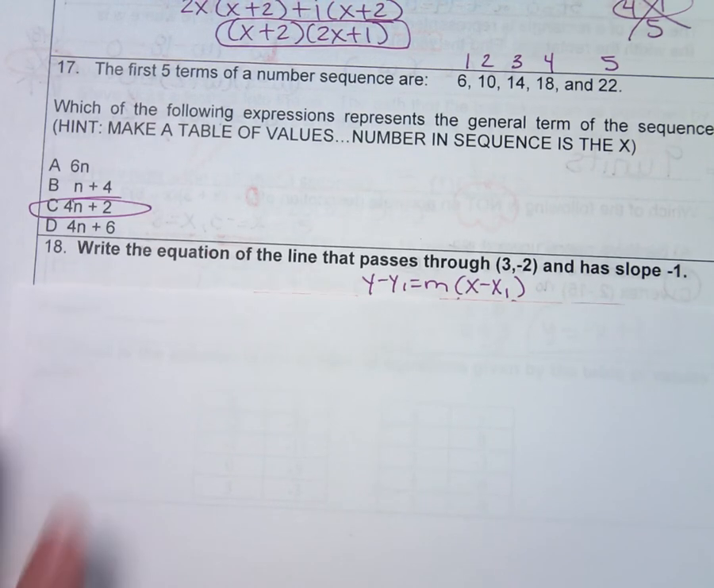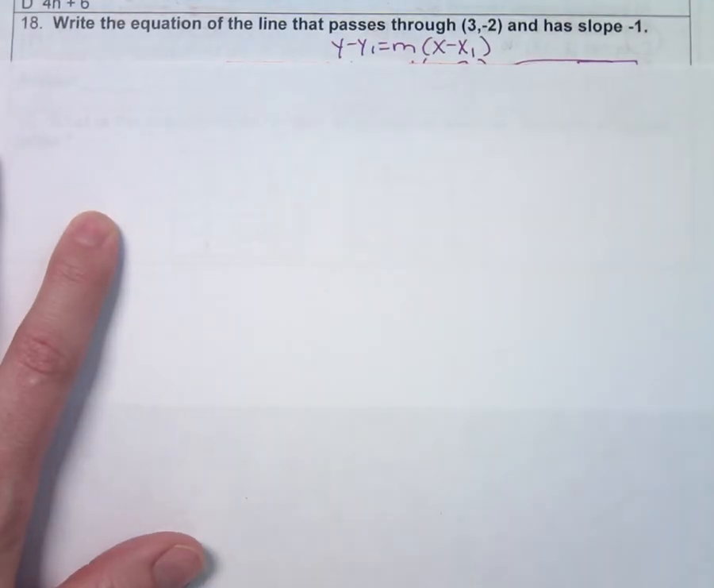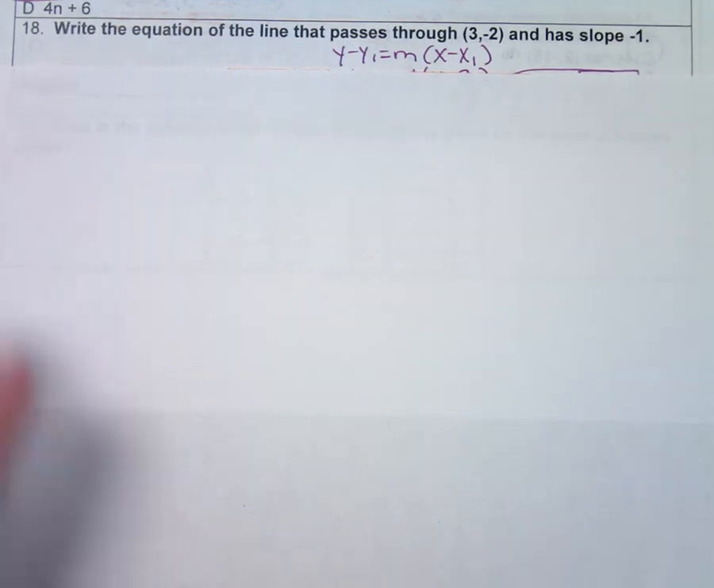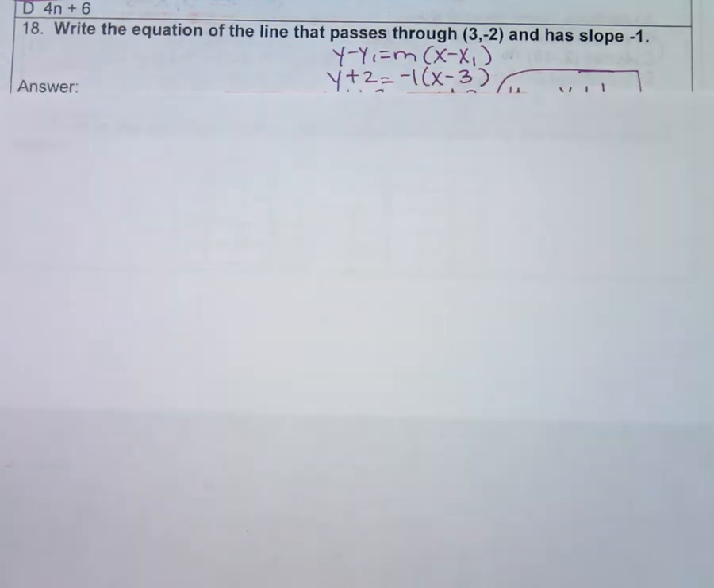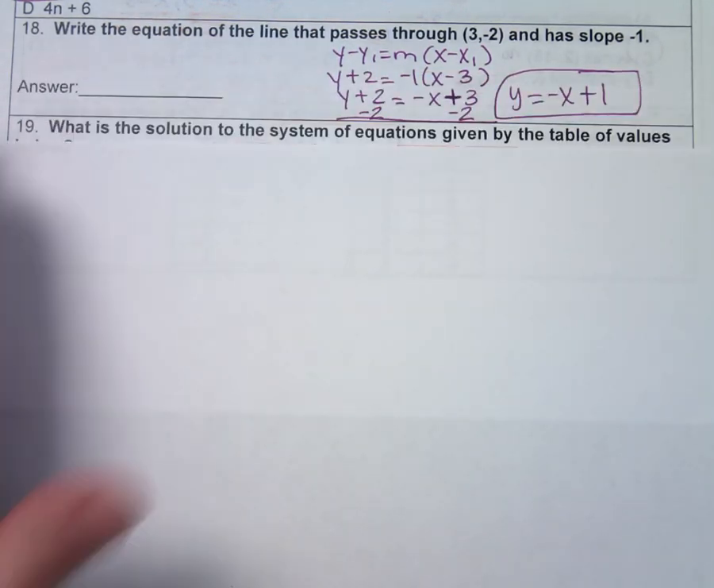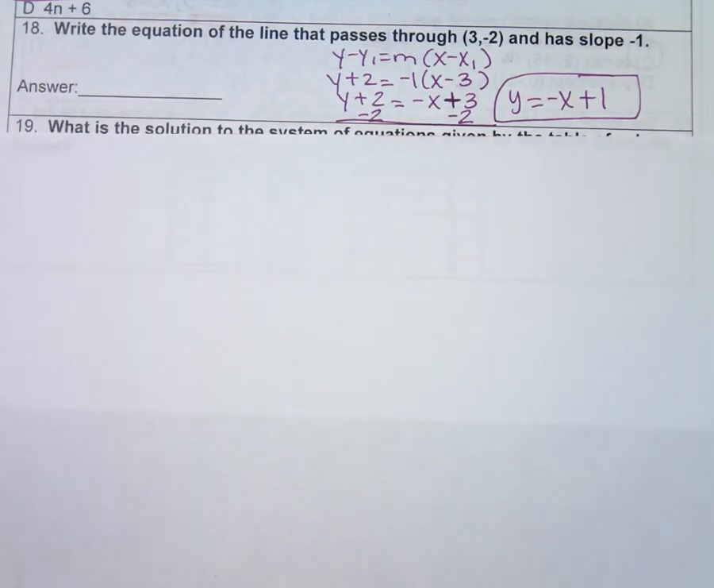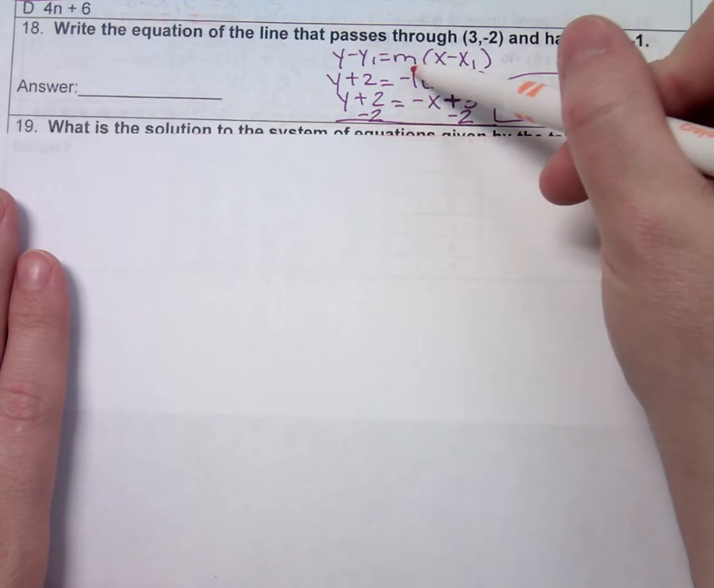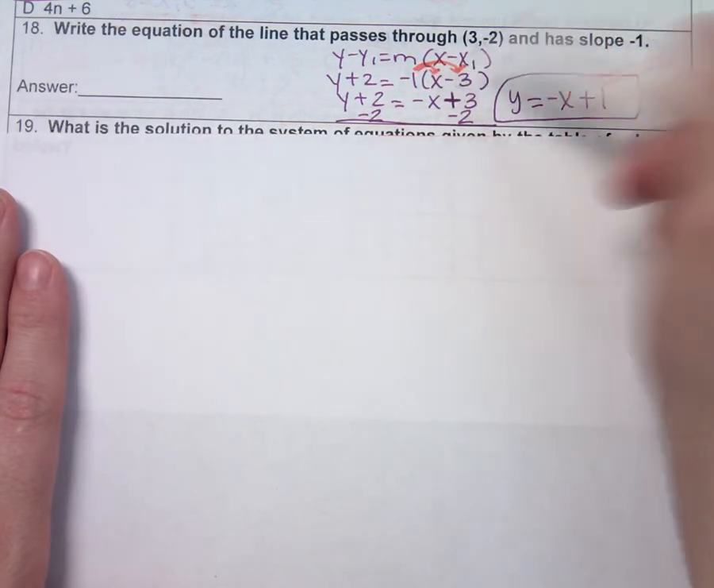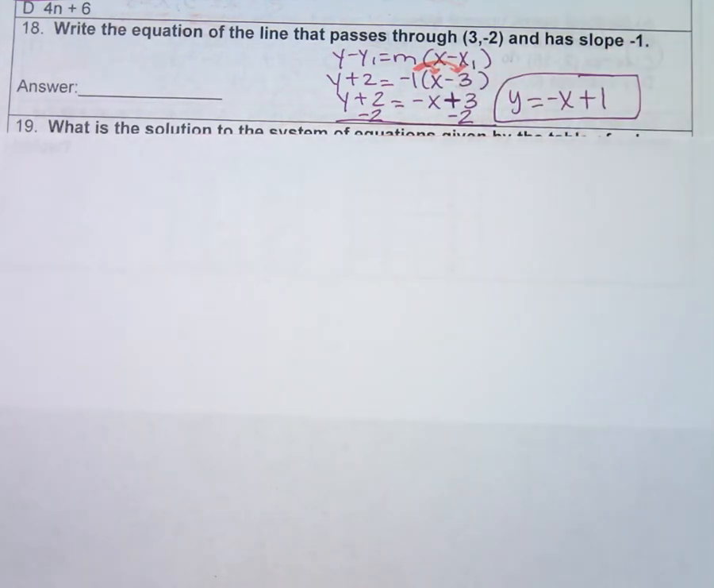Okay, this one gives me a point and a slope, so I know that I'm going to use point-slope form. And I just work it out. So y minus the y-coordinate equals slope times x minus the x-coordinate. Distribute the negative 1, and then get y by itself by subtracting 2. Pretty easy peasy there.